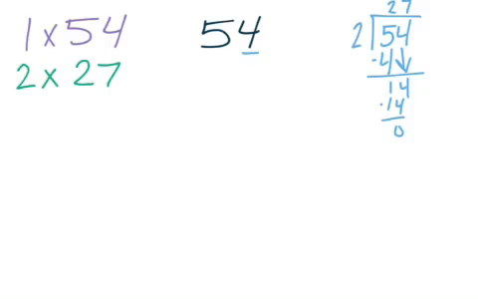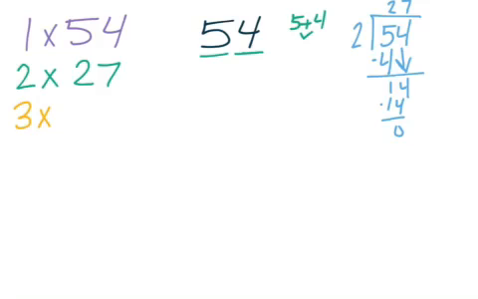Now, next one I'm going to look at is 3. And I have to think, is 3 a factor of 54? Can I multiply 3 times anything to get me 54? My divisibility rule for 3 was, if the sum of the digits is divisible by 3, then my number is divisible by 3. So I'm going to take 54, and I'm going to add my 2 digits up. That means I'm going to add 5 plus 4.